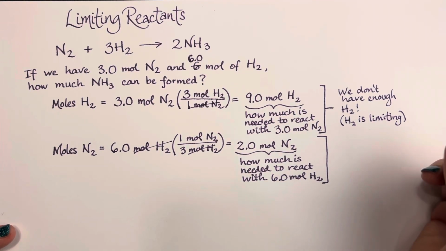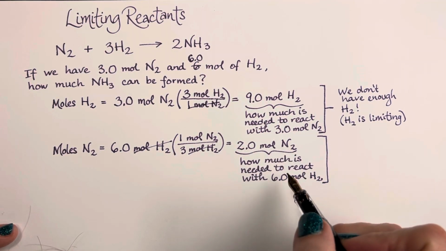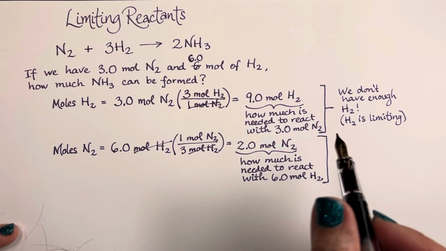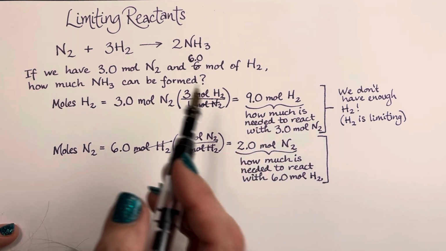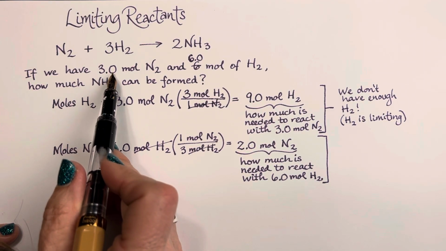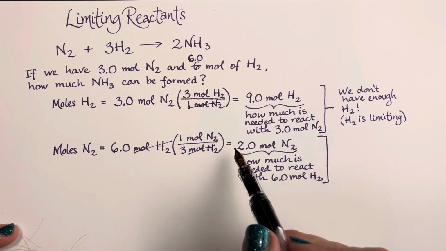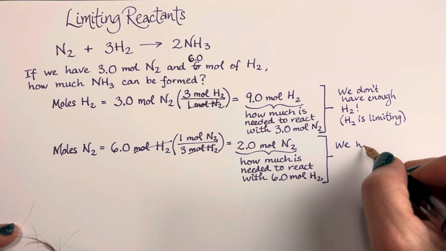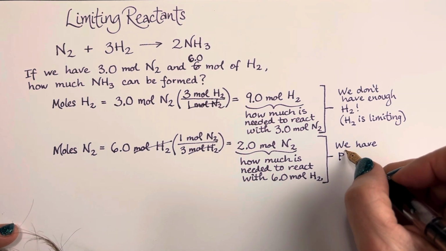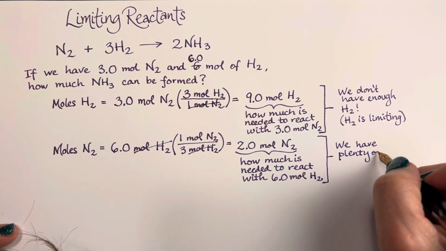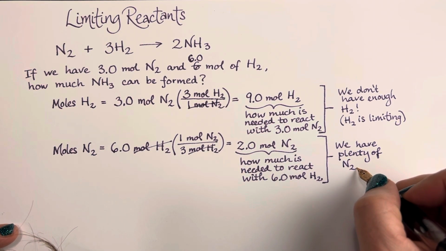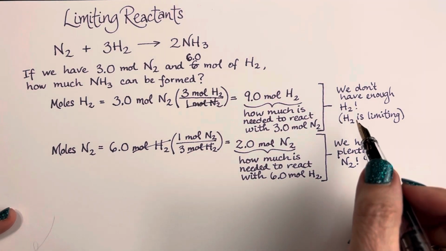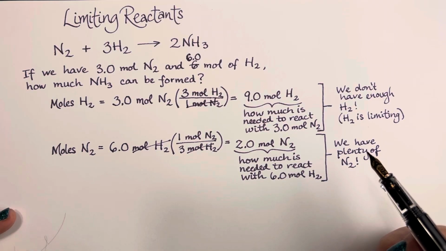Here, this is the amount of nitrogen we need to react with the amount of hydrogen we have. We need 2 moles. Check it out. We have 3 moles. So we have extra. We have plenty of nitrogen. So we have determined hydrogen is the limiting reactant.